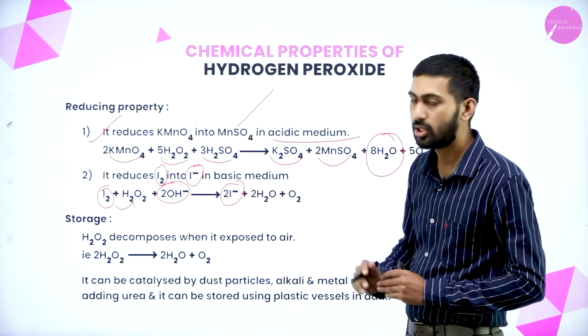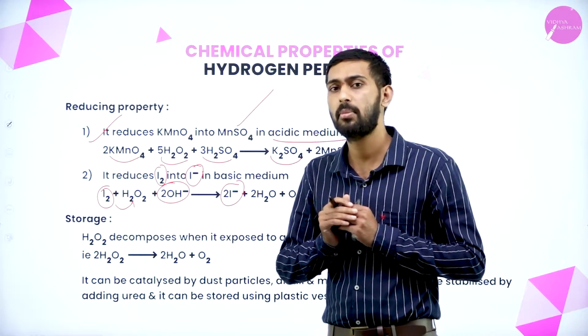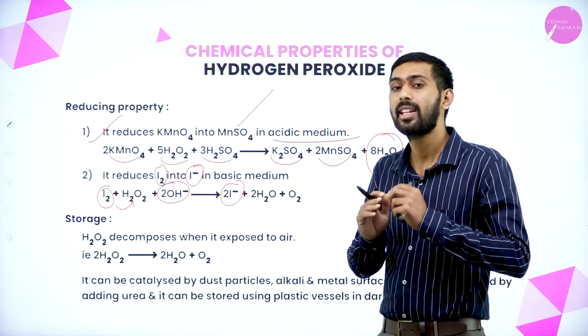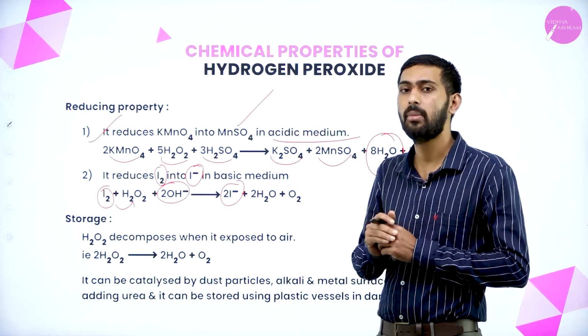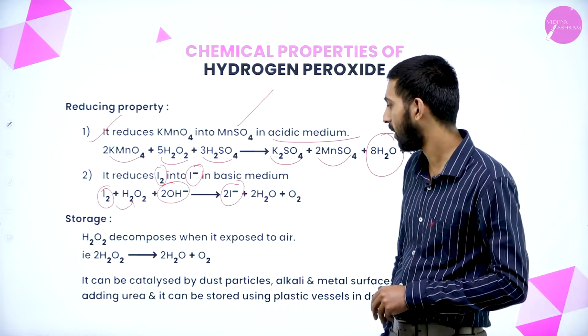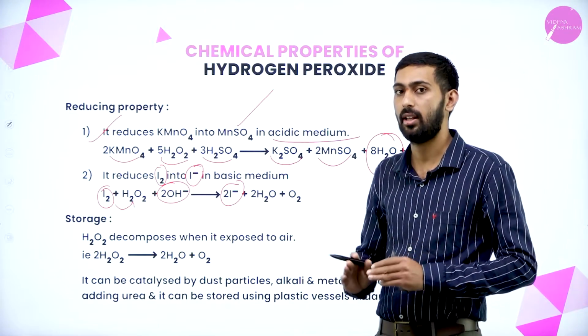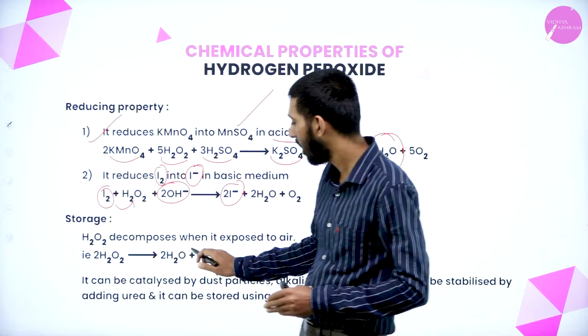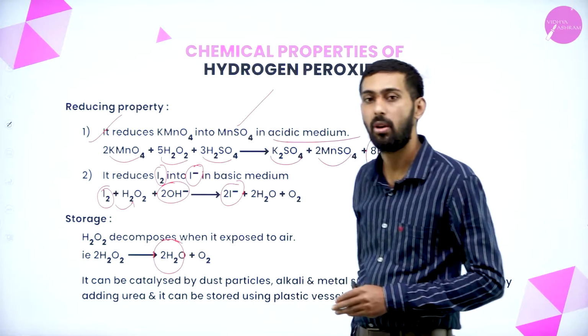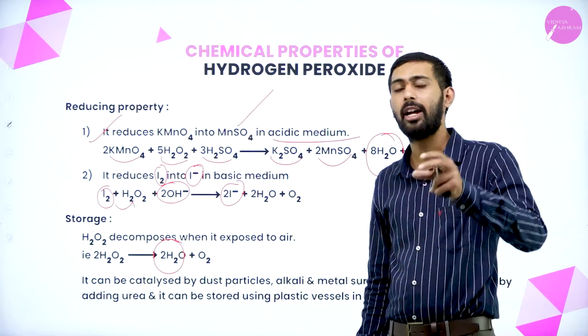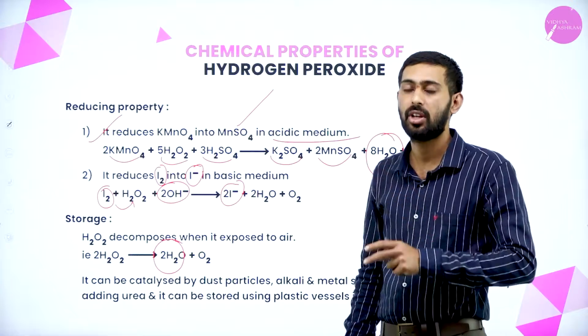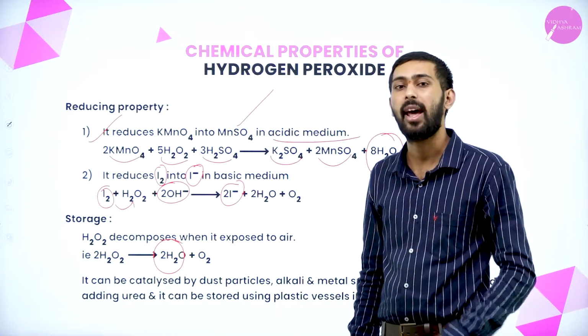Okay. Next thing is storage. How can we store hydrogen peroxide as a chemical? Okay. In a medical shop, we store it in a refrigerator. Always, it should not be exposed to the air. If it is exposed to air, what will happen? It will be converted into water. So, hydrogen peroxide is always kept in a refrigerator in medical shops or in a laboratory.